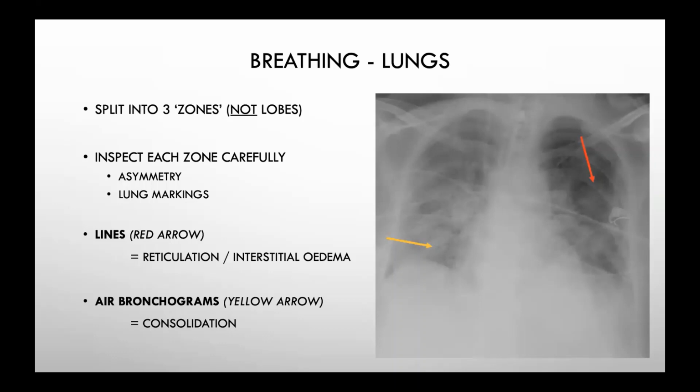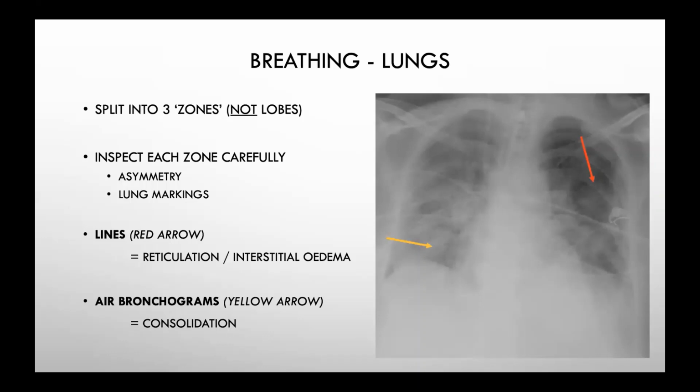Look really carefully for asymmetry and whether that asymmetry is normal. So obviously your left lower zone will look different to your right lower zone because of the heart border, and look really carefully for lung markings throughout the entire zone. And again, you're looking for, is there a coarseness of the lung markings that might suggest interstitial disease? Or is there an absence of lung markings that might suggest a pneumothorax or emphysema?